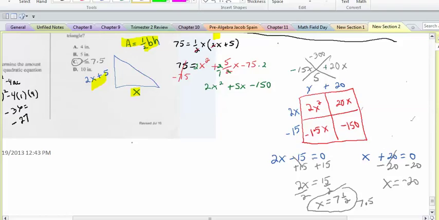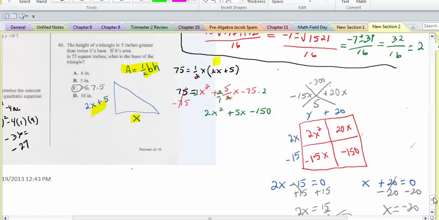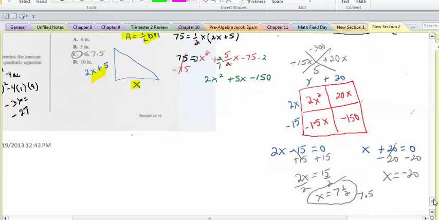I cannot have a negative in area, or length. What am I trying to find out? I'm trying to find out the base. So I can't have a negative in a base, so I know it's not the negative 20. So I took 15 divided by 2, I got 7.5. And unfortunately there was no 7.5 over there, so I changed letter C to 7.5. I think I might have done that on your copy.